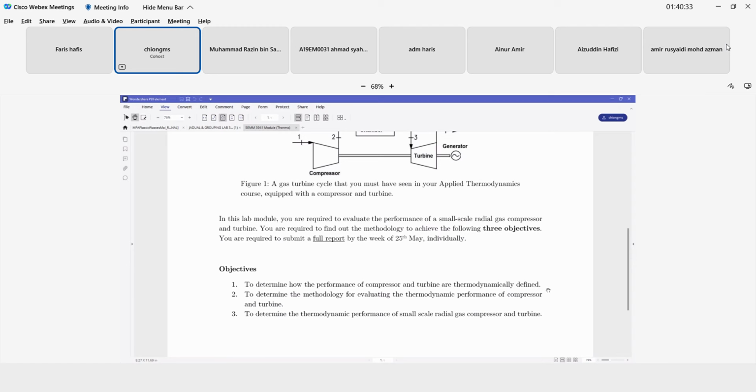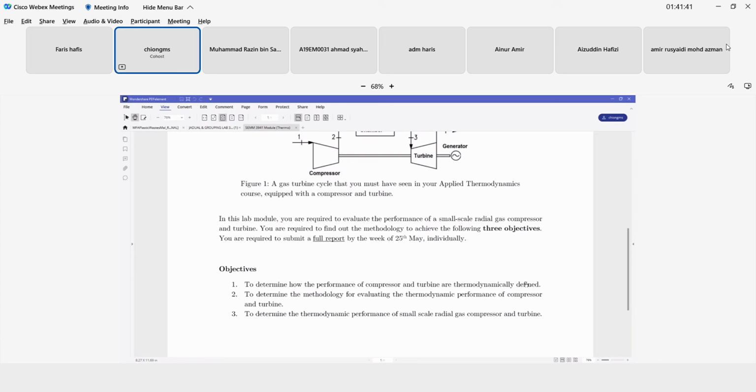In a way, this is the flow of this lab module you need to go through. So the first one, you must find out how one defines the performance of a compressor and a turbine. Any compressor, any turbine, the way we define the performance is the same. Someone already had an answer just now. Efficiency, okay. Efficiency, like I said, is only one performance parameter. So find out how one would define it. Okay, because only then you can go to the next one, which is to find out the methodology one would use to evaluate the thermodynamic performance. So if you already have a parameter, you know which parameter you want to find out, you know what parameter you need to measure from the actual machine.